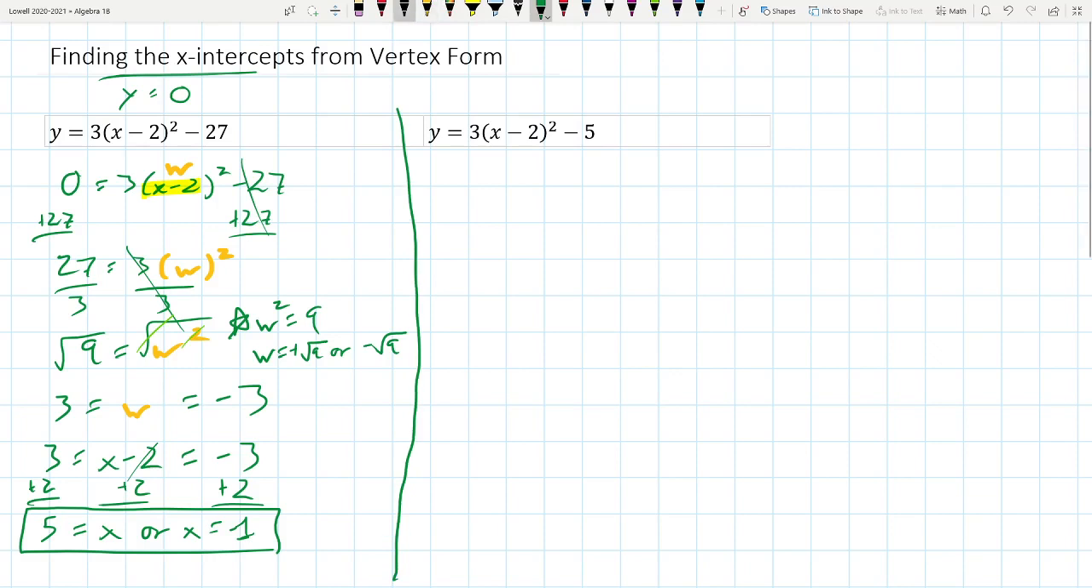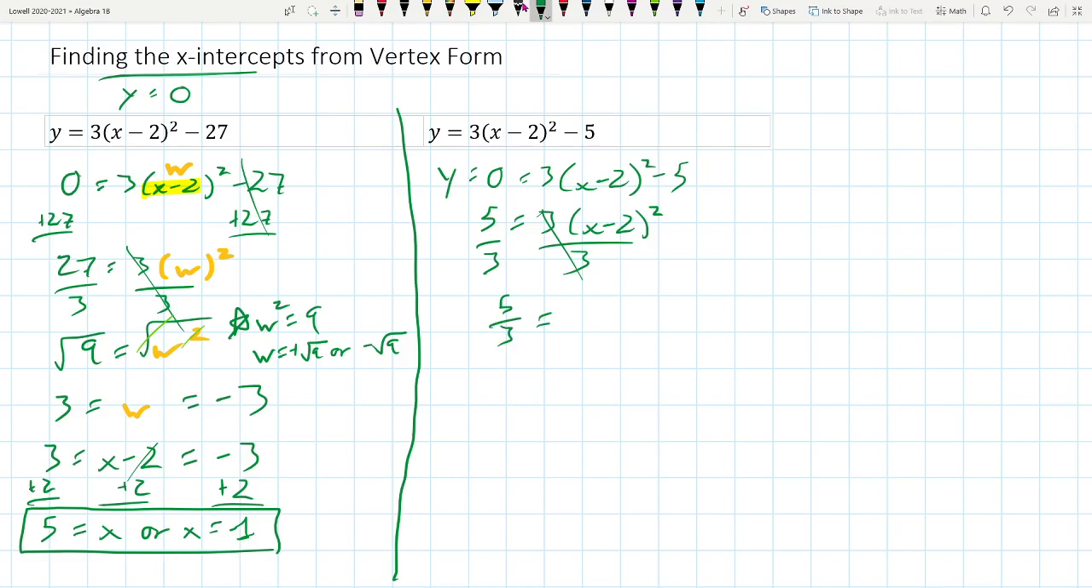Let's try the same procedure over here. Again, we set y equal to 0, and our process is going to look near identical. We add 5 to both sides, and we get 5 equals 3 times (x minus 2) squared. We divide both sides by 3 and get 5/3 equals (x minus 2) squared. Now we take the square root of both sides, and just like before, on the right side, the squared and the square root function undo each other.